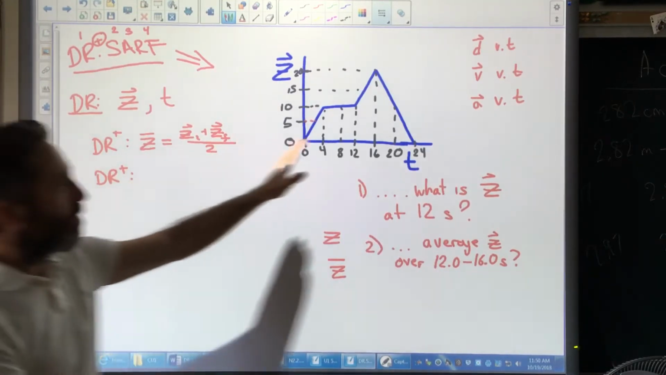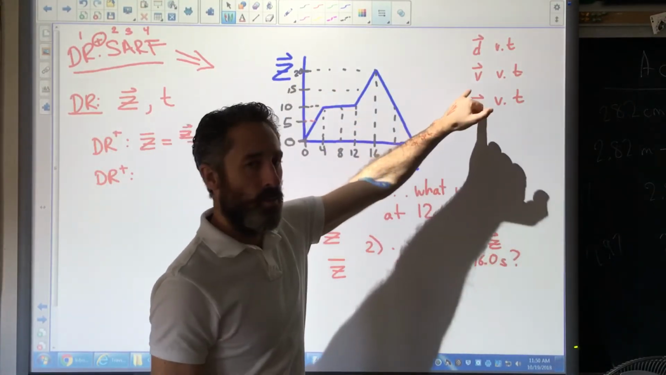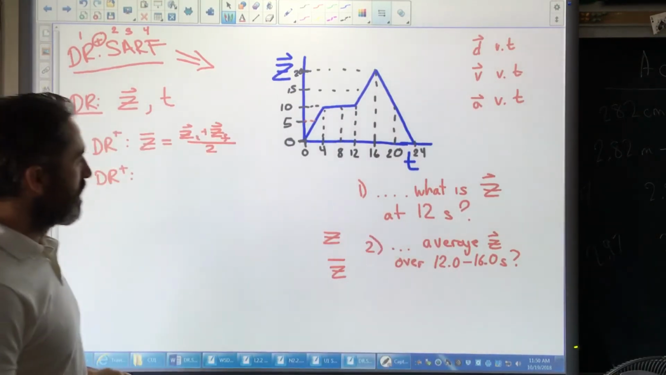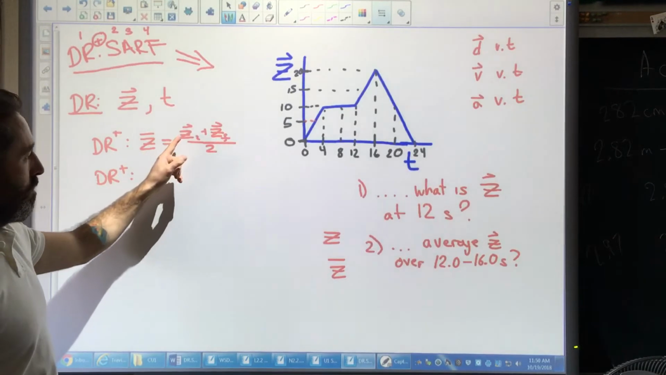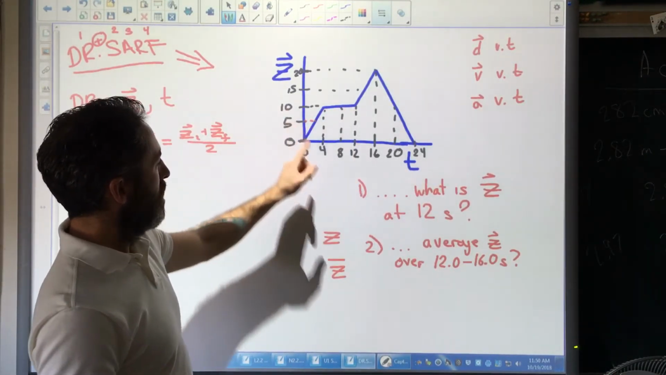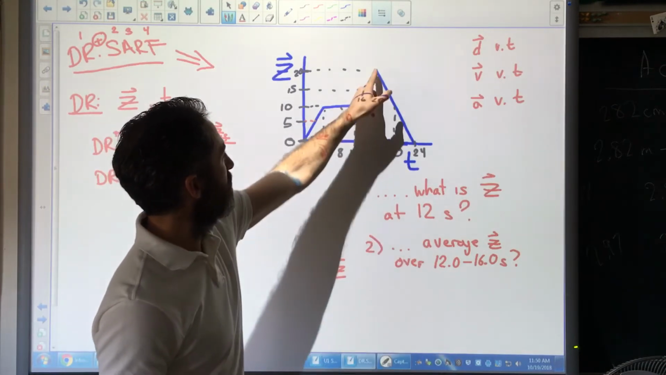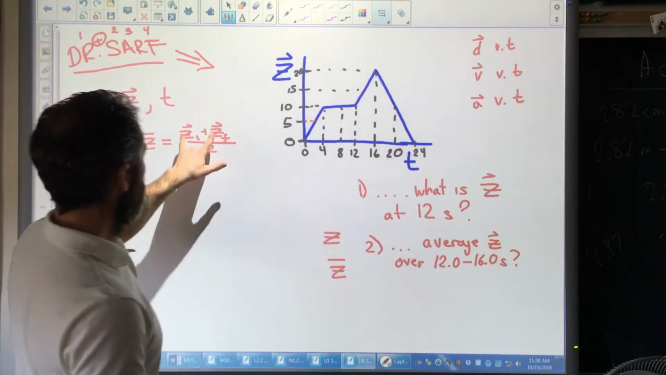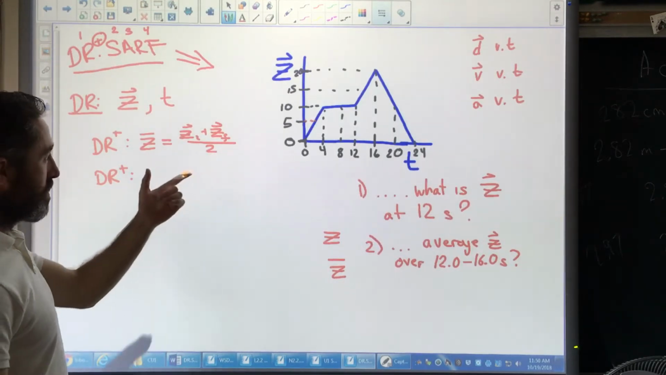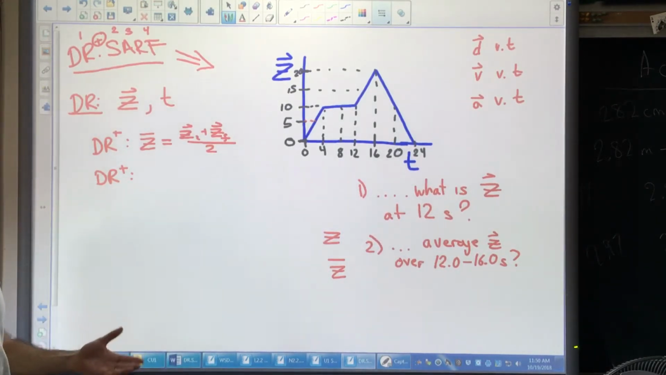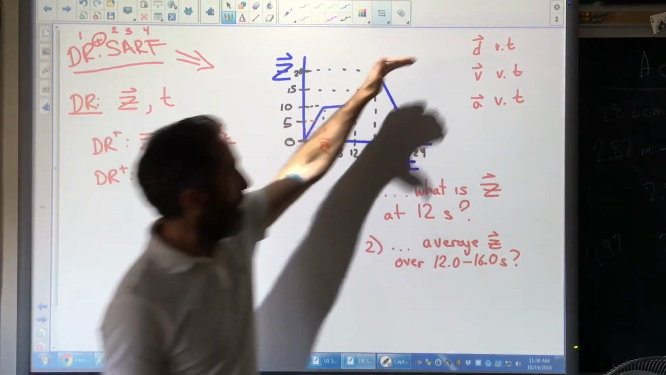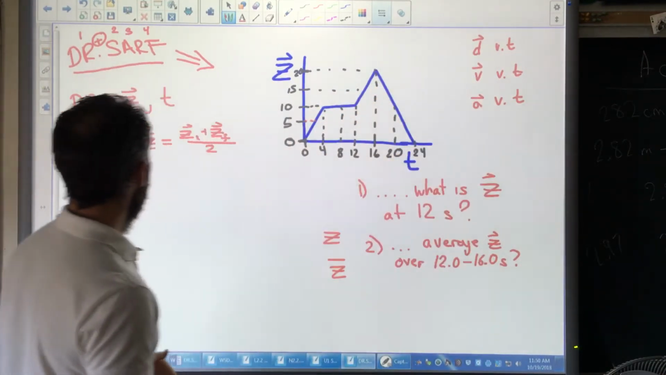Listen, just replace it with a velocity versus time. And the question asks, what's the average velocity over 12 to 16 seconds? Oh, well, that's just the velocity at 12 seconds, there's 10, plus the velocity at 16 seconds, that's 20. 10 plus 20 is 30, divide by 2, that would be 15. So as a velocity, oh, it's 15 meters per second. An average velocity makes a lot of sense. The reason we're writing Z is because you can do this with any kinematics graph.